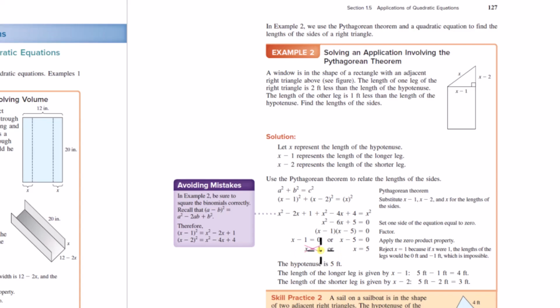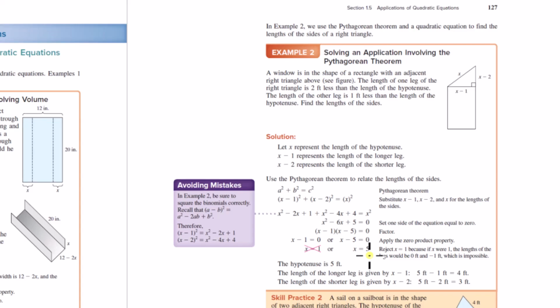Or 1 here, they reject it because if x were 1, then the length of this leg would be minus 1, and the length of this leg would be 0. That doesn't make sense, right? So x is equal to 5. And this was tough for me at first because, again, it just feels like, is the math broken? It gave you a wrong answer.